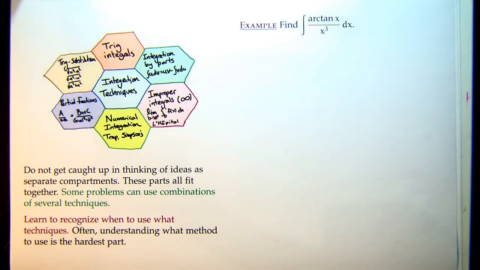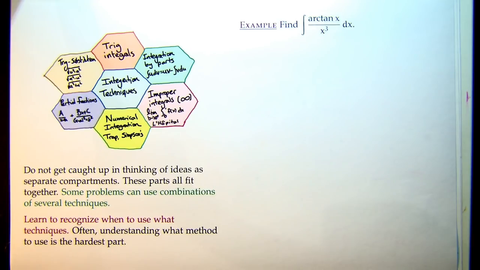Okay. So for the rest of the time, we just want to go through and do some problems, because that's how you get better. You do problems. So we're going to do a whole bunch of these, and hopefully by the end, we're going to be pretty good. So our first problem, all right, you can tell, one of my favorites, because it has an arctangent in it. Find the integral of arctangent of x over x cubed dx.